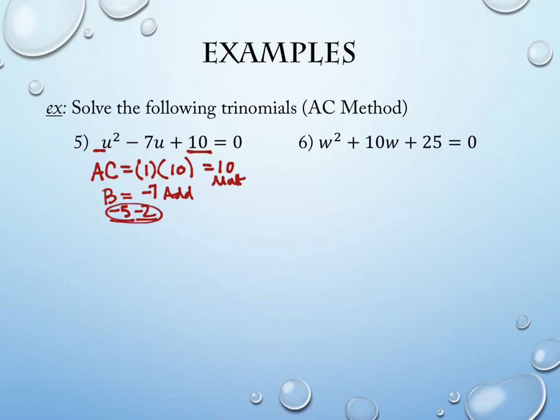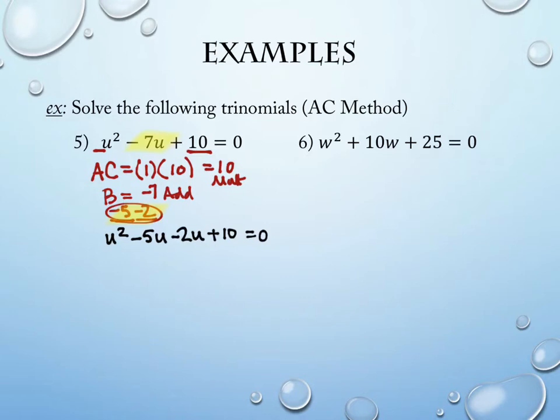So what am I going to do with them? Well, I'm going to take this middle term, this negative 7u, and I'm going to separate it using these values. So it looks like this. I still have my u squared, then negative 5u, negative 2u, and then plus 10 equals 0. It doesn't matter whether you put the 5u in front or the 2u in front. It will work either way. We're just breaking apart negative 7u into two different pieces that add to negative 7u. I'm allowed to do that.